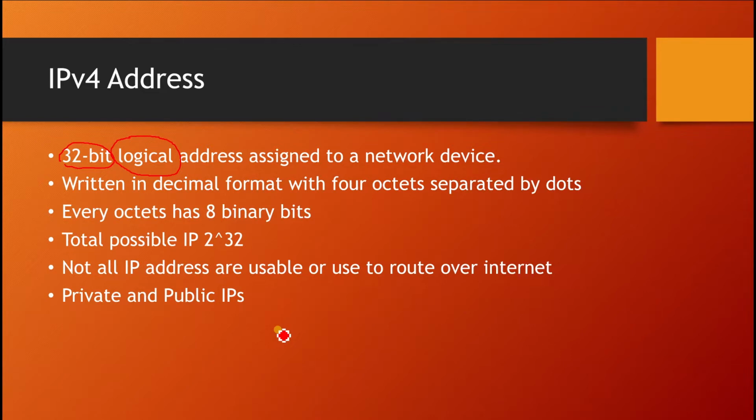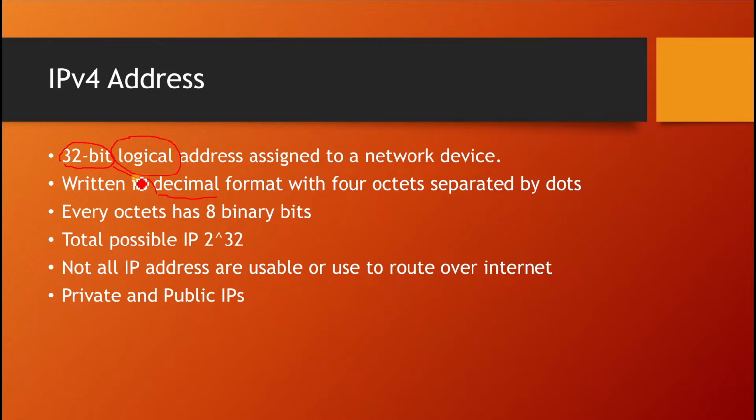We humans are used to the numbering system called the decimal numbering system. If I am given a number in decimal, I can remember it easily. So instead of using this 32-bit binary numbering system, we convert that into a decimal numbering system. The 32-bit binary has been changed into decimal.